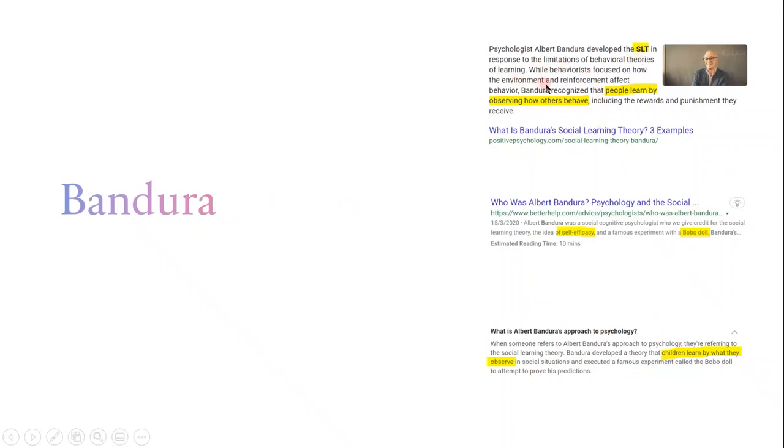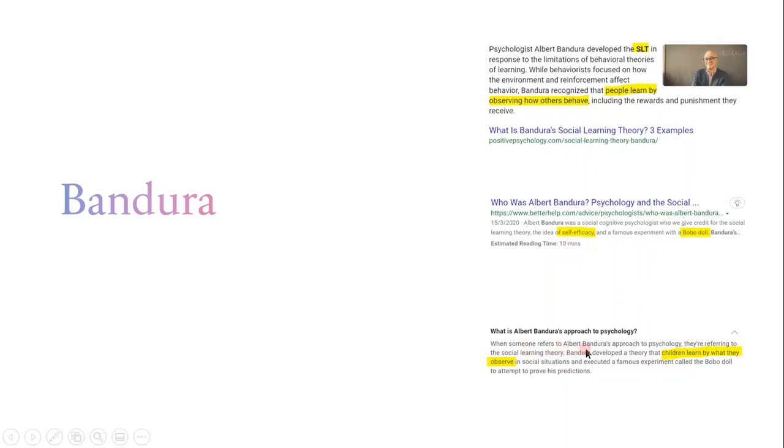learning theory in response to the limitation of behavioral theories of learning. While behaviorists focus on how the environment and reinforcement affect behavior, Bandura recognized that people learn by observing how others behave, including the rewards and punishments they receive. So Albert Bandura was a social cognitive psychologist who we give credit to for the social learning theory, the idea of self-efficacy, and a famous experiment with the Bobo doll, which I recommend for you to check out.